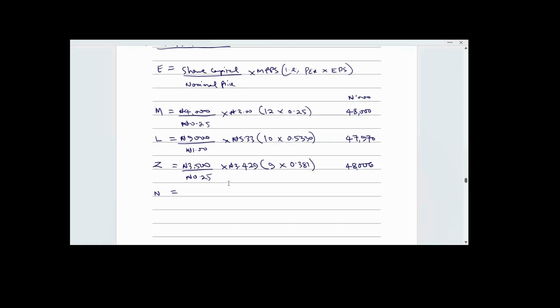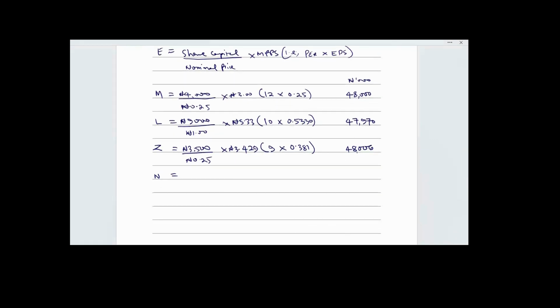Market value of equity of NILE. Again, I will go to the balance sheet. What is the share capital of NILE? 35. Then 50 kobo nominal price for NILE. Okay, 53 divided by 0.5. Here is 5,300 divided by 0.50. We multiply by, let me calculate that.